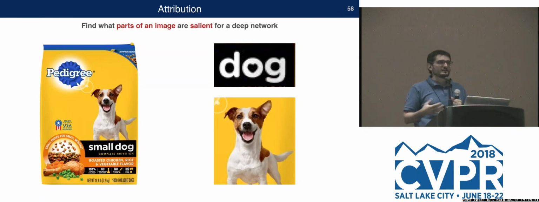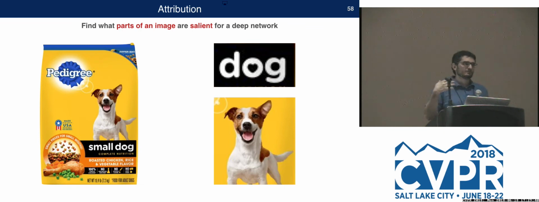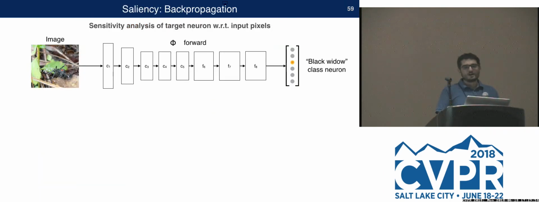And in practice, what is actually interesting is to see whether a network is looking for any artifact, something which is correlated with the class dog, but isn't part of the dog, and of the dog, which parts of the dog it is actually looking for, whether it is looking at the face or the body, those sorts of things. Okay, so we want to impute to a specific portion of the image the responsibility for causing the network to output a certain estimate of the content of the image. So how can we do that?